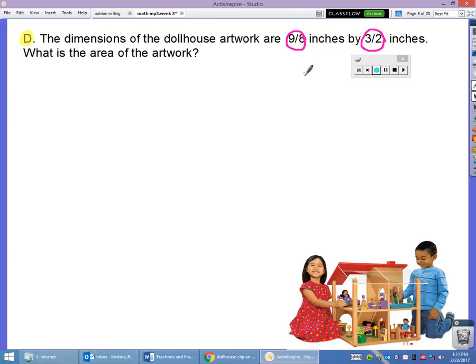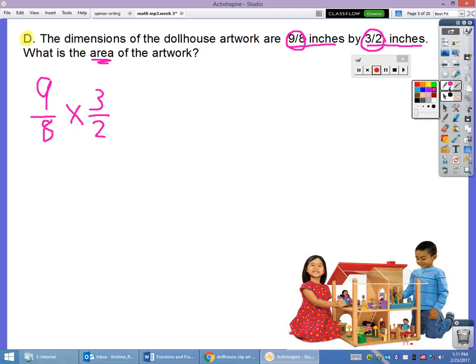Okay, so let's read our word problem. It says the dimensions of the dollhouse artwork are 9/8 inches by 3/2 inches. What is the area of the artwork? We know when we're looking for the area, we're going to be multiplying. So this is 9/8 times 3/2. Okay, so now we need to actually start drawing our area model.